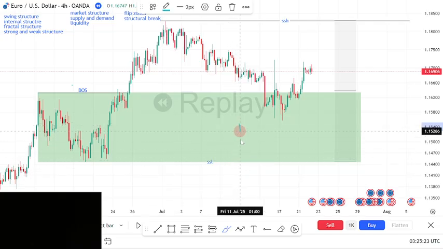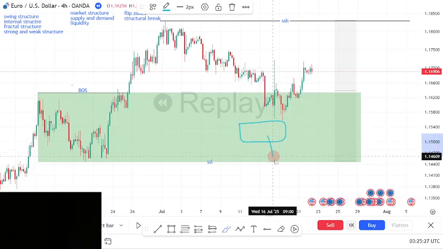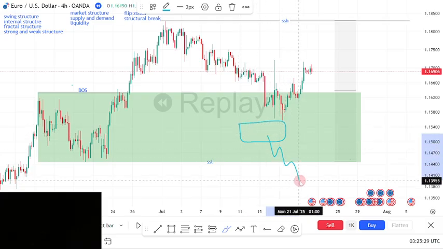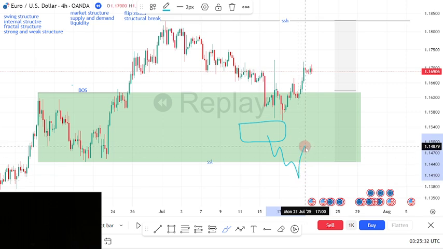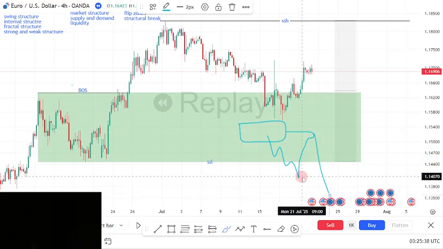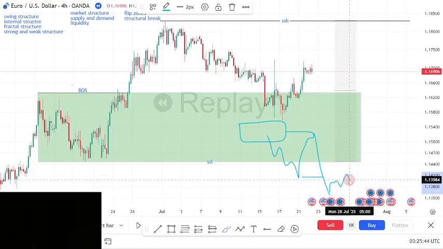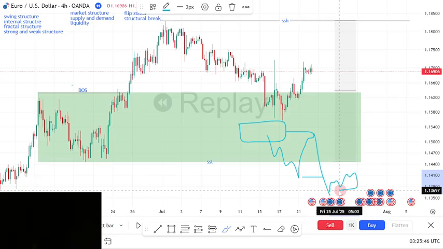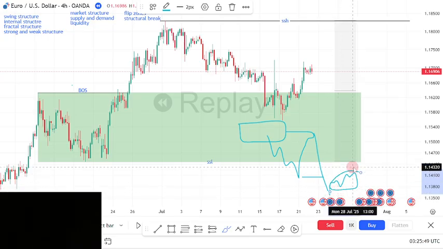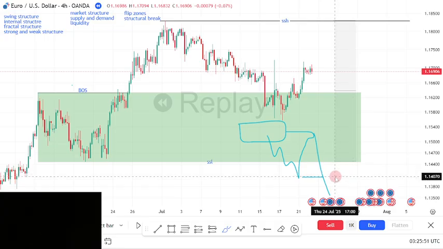remember we get range, we get initiation out of the range, we expect price to come into the range for mitigation and for the next continuation to break this impressive move, for price to start to form a range or pull back, and then we initiate out of the range again.